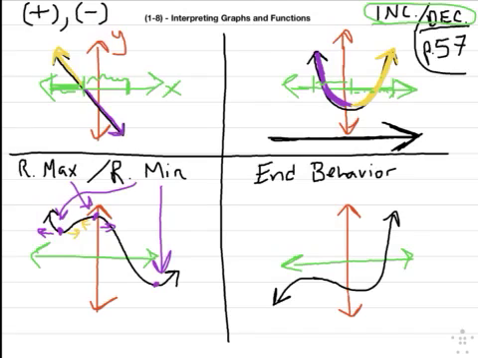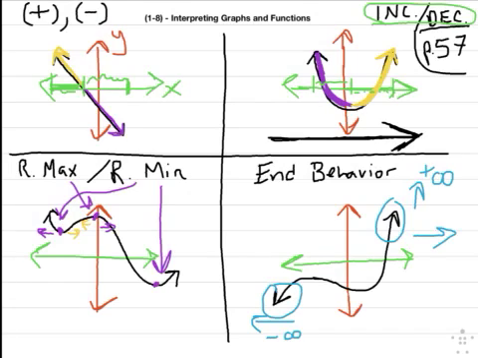End behavior is essentially just taking a look at what's happening at the end as this function keeps going to positive infinity this way and negative infinity this way. What happens to this function? Well, we know this one's going up. The y values are going up to positive infinity. And here this one's going down, the y values are going down to negative infinity.